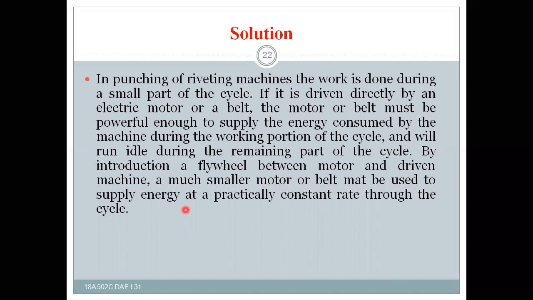So let us see, in punching or riveting machines, the work is done during a small part of the cycle. That means maybe 1 second or 2 seconds only. If it is driven directly by an electric motor or a belt, the motor or belt must be powerful enough to supply the energy consumed by the machine during the working portion of the cycle, and will run idle during the remaining part of the cycle.